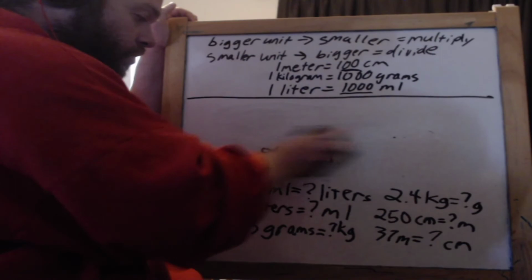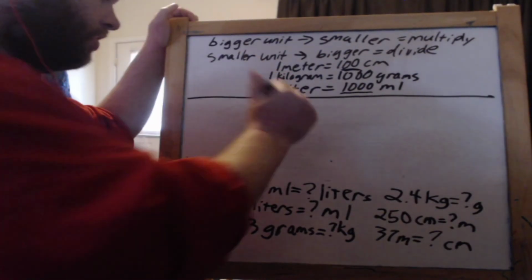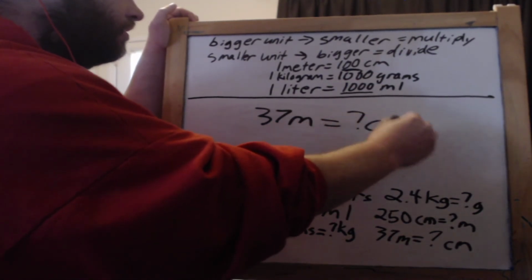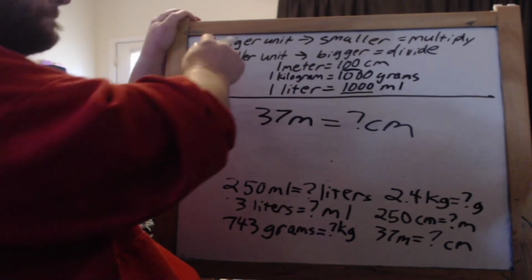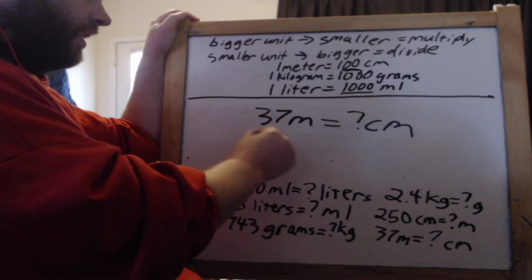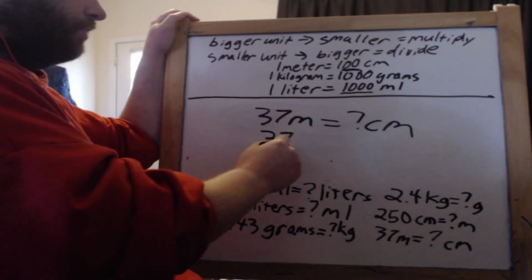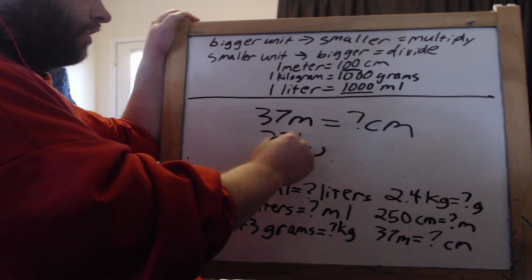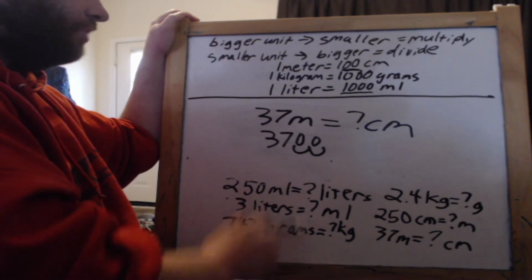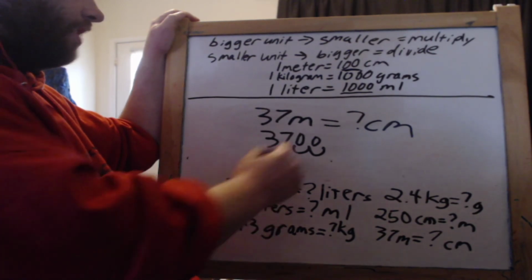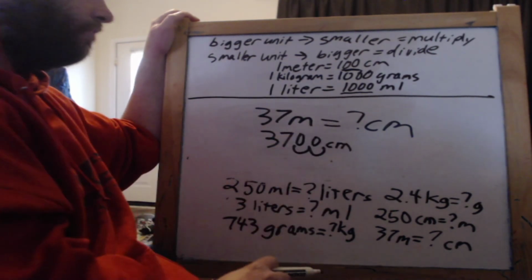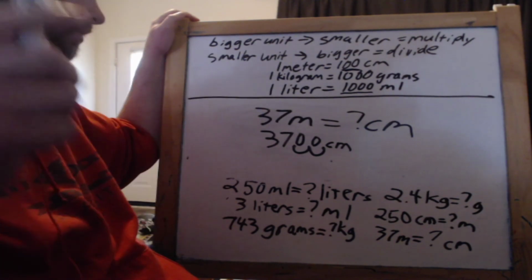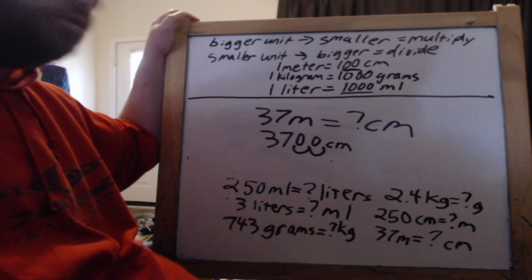And for the last one, let's do 37 meters equals how many centimeters? So we are going from a bigger unit to a smaller unit, so we're going to multiply, and we're multiplying by 100. So to multiply by 100, I'm going to move the decimal place over 2 times. And if there's no number where you're moving the decimal place, you just add a 0 there, and it becomes 3,700, or 3,700 centimeters is 37 meters. So hopefully that will give you a pretty good idea of how to do metric conversion.